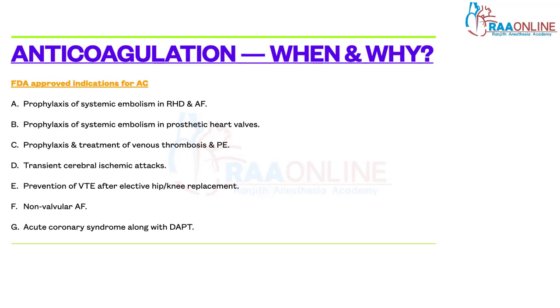Prophylaxis and treatment of venous thromboembolism and pulmonary embolism. Patients who have had transient cerebral ischemic attacks. Now, these drugs are also being used peri-procedurally for the prevention of venous thromboembolism, especially in obese patients and in patients who are undergoing elective hip or knee replacement, especially in the elderly age group, patients with non-valvular AF.